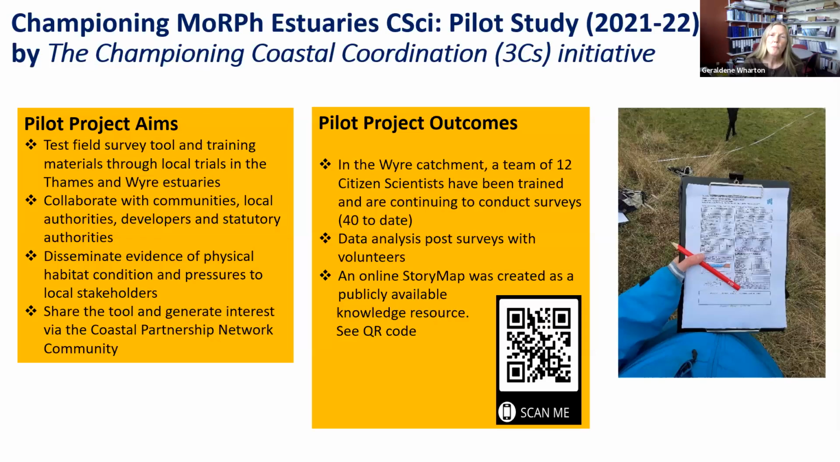So in terms of our big findings and outcomes, to the point we're at now, where we're into phase 1 of the main project in the Wyre catchment, we have a team of at least 12 citizen scientists trained, continuing to conduct surveys, 40 to date. You'll hear a bit more about one of those projects from Heather. Detailed analysis is continuing, following on from these surveys. And also you'll hear about the story map, which was created and is publicly available. And that's something that we will continue to update.